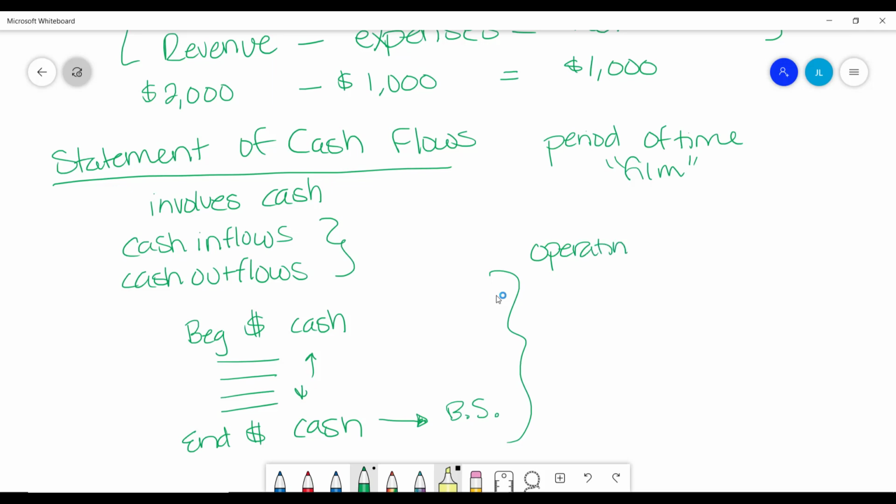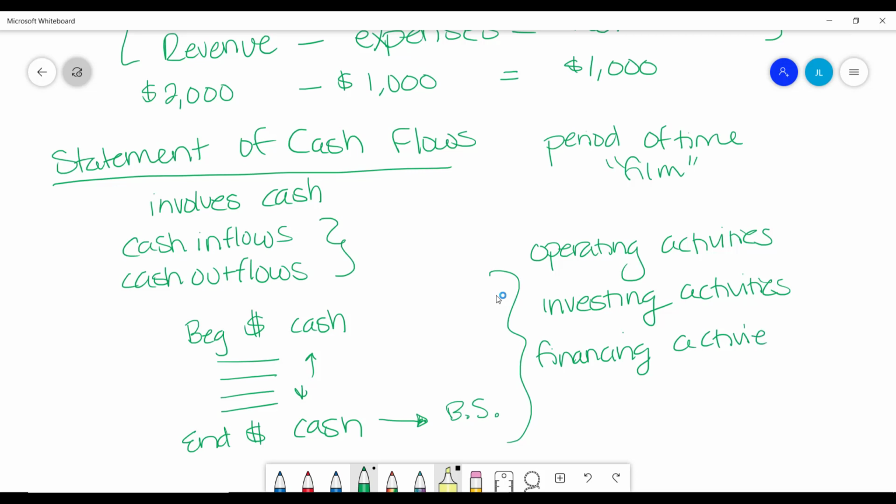And these cash inflows and outflows are broken down into 3 cash flow categories. We have operating activities, investing activities, and financing activities. Under the operating activities category, that just shows you what cash came in and out due to us operating the business. That would include cash revenue coming in, or any cash expenses.